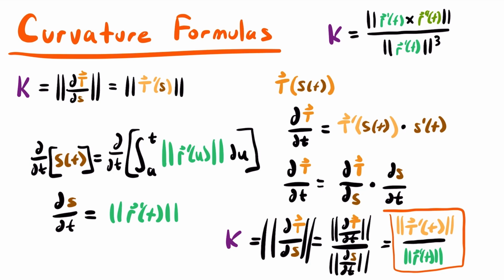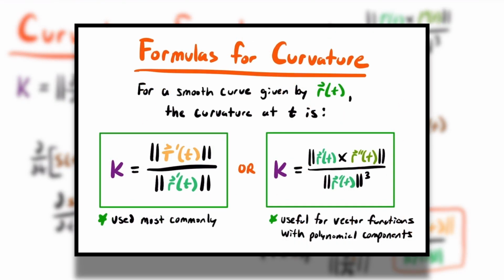Okay, but to summarize what we just went over here, the formulas for curvature are as follows. For a smooth curve given by a vector function r of t, the curvature at t can be found using either of these formulas. This one will be used most commonly. The curvature k is equal to the magnitude of the derivative of the unit tangent vector in terms of t, divided by the magnitude of the derivative of the vector function r of t.